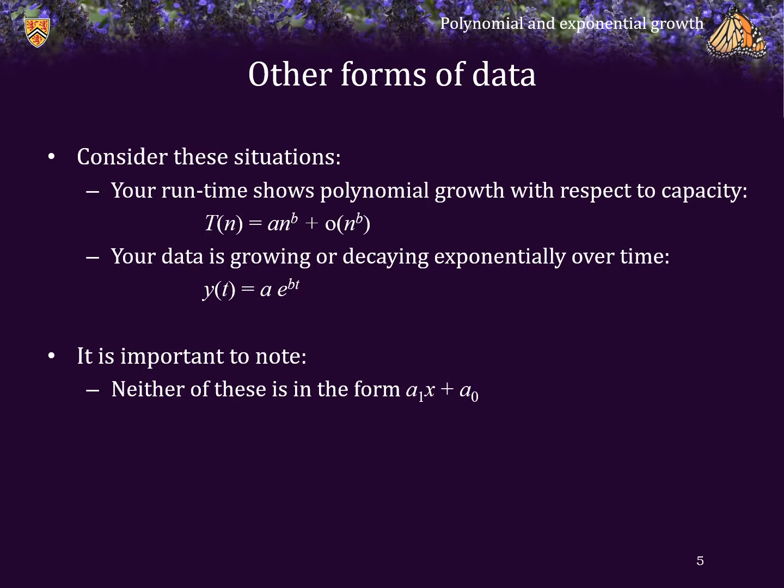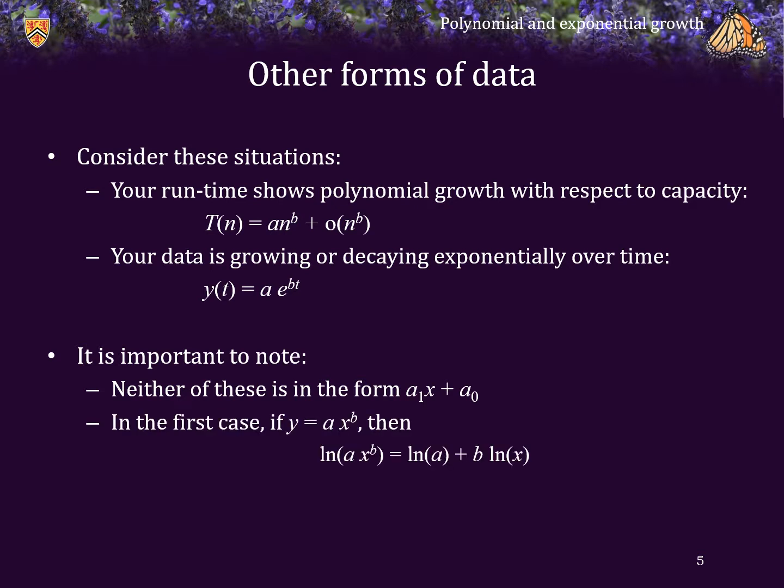Notice that neither of these functions on the right-hand side is of the form of a polynomial. It is a times n to the b, where both a and b may be unknown, or a times e to the bt, where again the coefficient a and the power b are unknown.